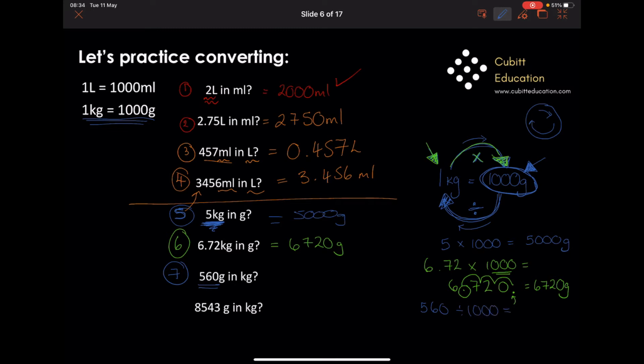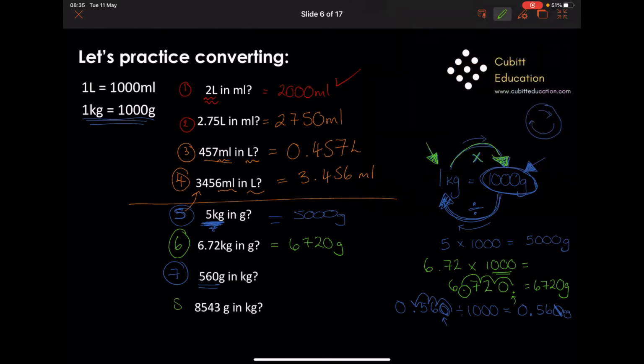Okay, remember when we divide, we go backwards 3 places, 1, 2, and 3. Our decimal point ends up there, which means we need to put a 0 in front of it. So our final answer would be 0.56. You can put the 0 on the end as well if you want to, but you don't have to if you don't want to, because it's a 0, it doesn't really mean anything. So you can just say 0.56 kg. Okay.